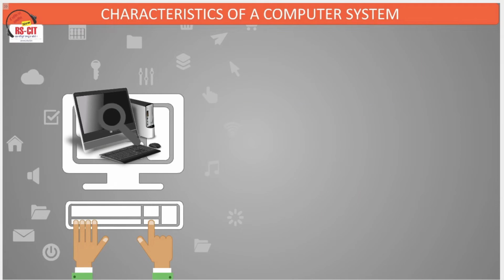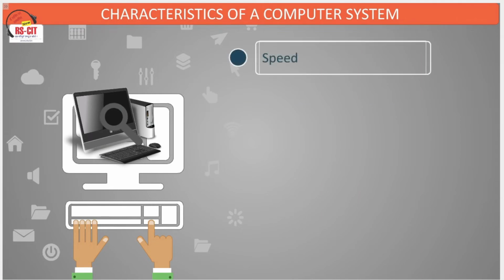Basic characteristics of a computer system are speed. The computer processes data at a very high speed. Computers take only a few seconds to process a huge amount of data. That is, millions of instructions may be processed in a second. Accuracy. The results produced by a computer are very correct. If correct data is entered in the computer, the output obtained is accurate. The computer works on the theory of GIGO, that is, garbage in, garbage out.